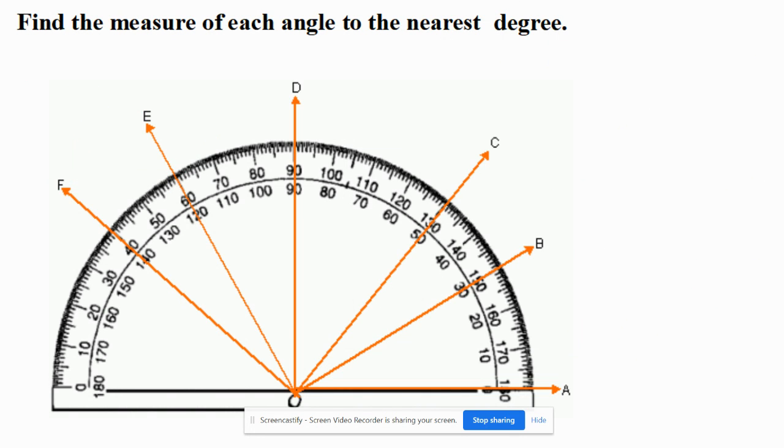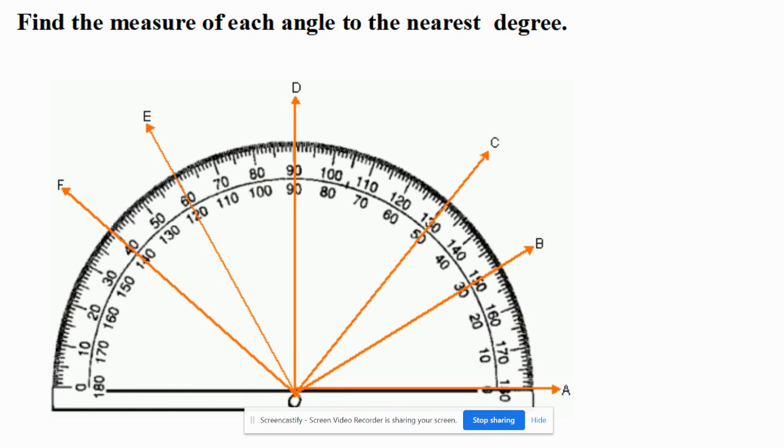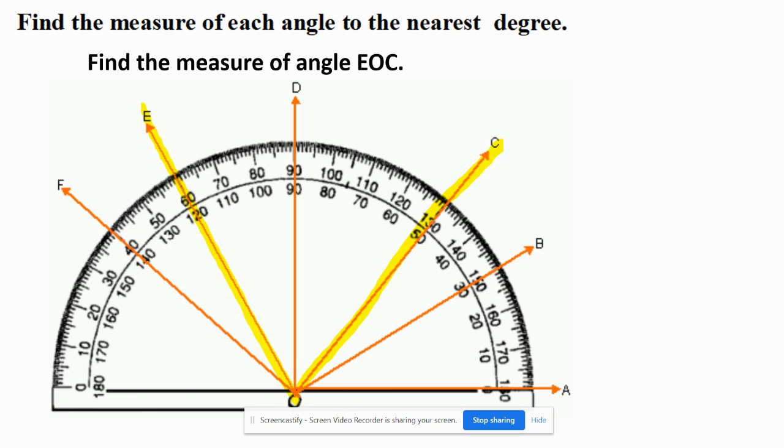Now let's review how to measure an angle. I'm giving you guys a protractor with some rays, and I'm going to ask for a specific angle. The way I'm going to ask for it will be find the measure of angle EOC. Let me connect my letters EOC. So I start at E, I go to O, and then I go to C. So then I know which angle I'm talking about.